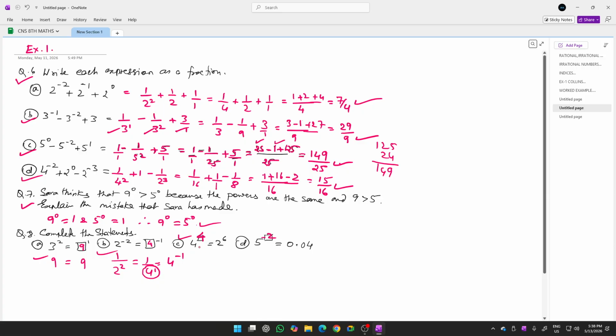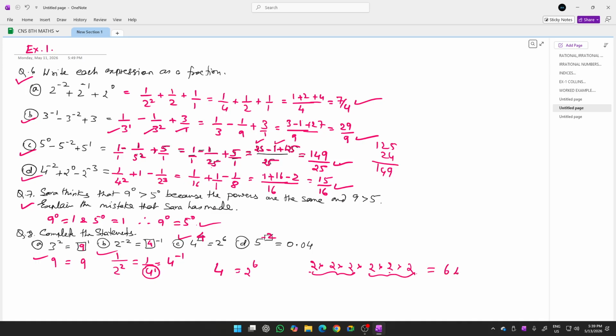Now coming to C. 4 raised to something is equal to 2 raised to 6. Now 2 raised to 6 will be how much? It will be 2 times 2 times 2, multiplied 6 times. So 2 into 2 into 2 into 2 into 2 into 2. 2 times 2 is 4, 4 times 2 is 8, and again 2 times 2 is 4, 4 times 2 is 8. And 8 into 8 is 64. So this 2 raised to 6 is nothing but 64.